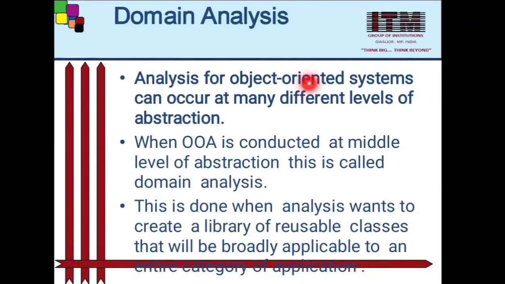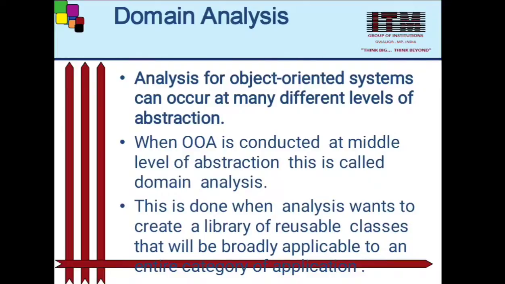Basically, analysis of an object-oriented system can occur at many different levels of abstraction. If we talk about the business or enterprise level, then the techniques associated with the object-oriented approach can be coupled with a business process engineering approach. In that manner, we define all the classes, objects, relationships and behavior that model the entire business or organization.